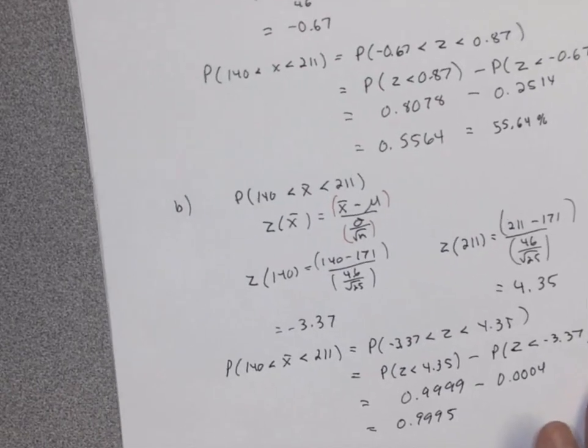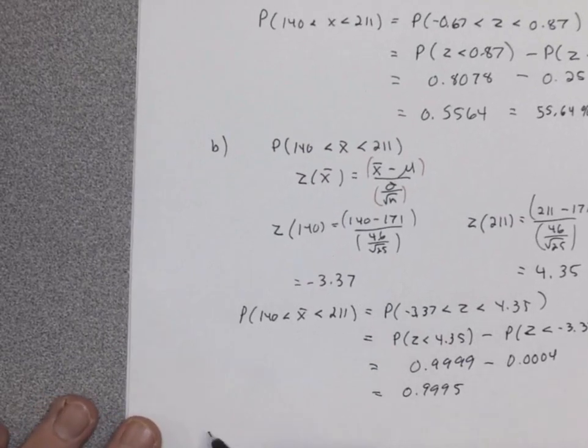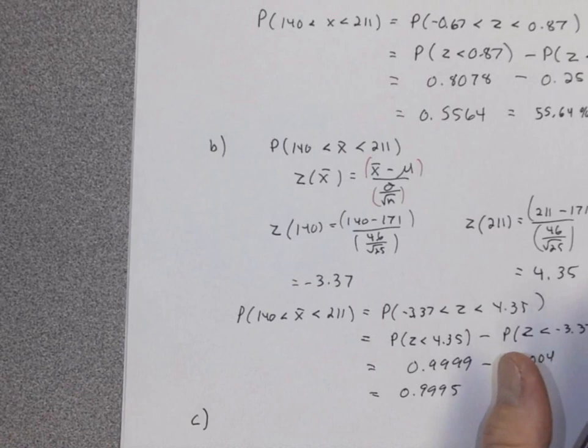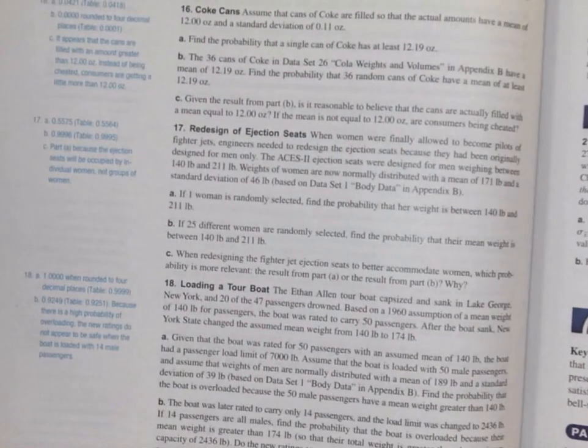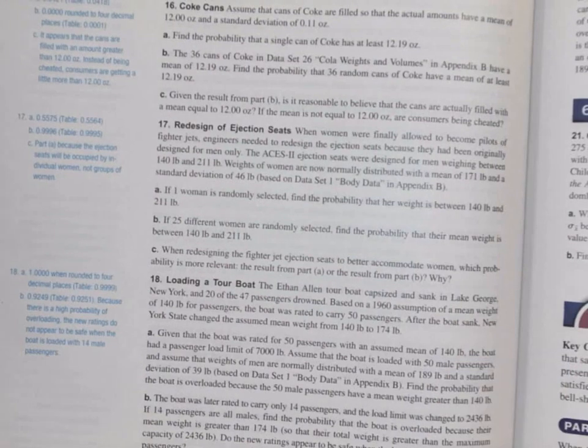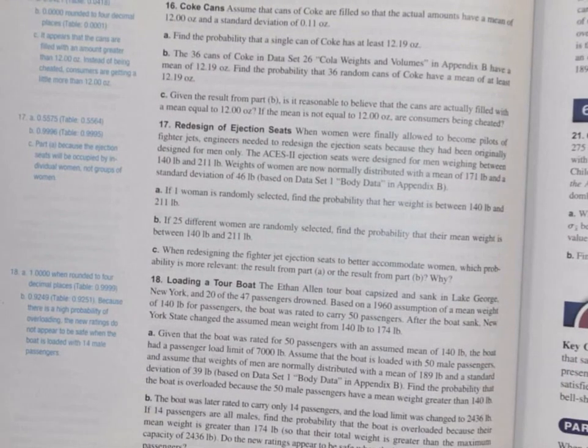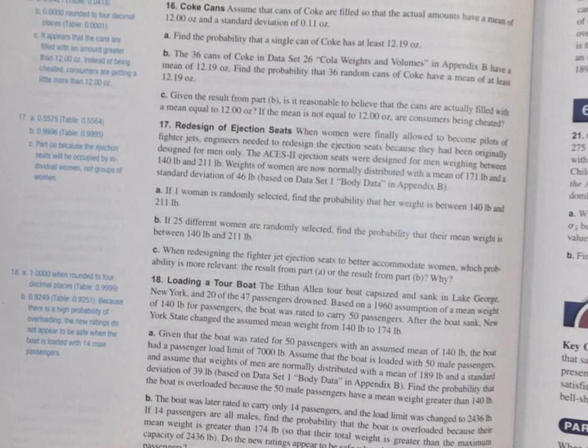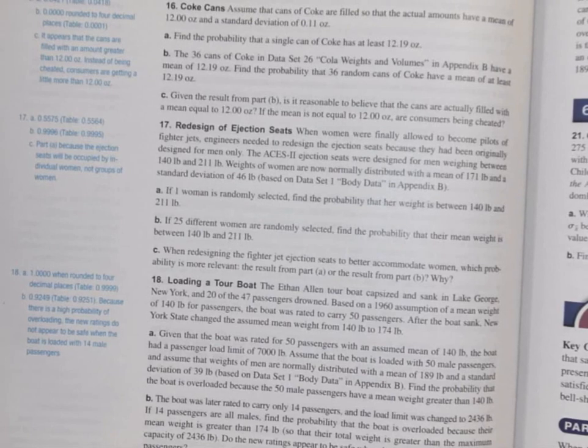Okay, so that's really inclusive if I'm talking about a group of 25, but I think C asks what's more useful, right? So when redesigning the fighter jet ejection seat to better accommodate women, which probability is more relevant? The one from A or the one from B? From A. Yeah, because I'm not putting 25 women in that seat. You guys agree? At one time? You're only putting an individual in that seat. So part A is more useful.